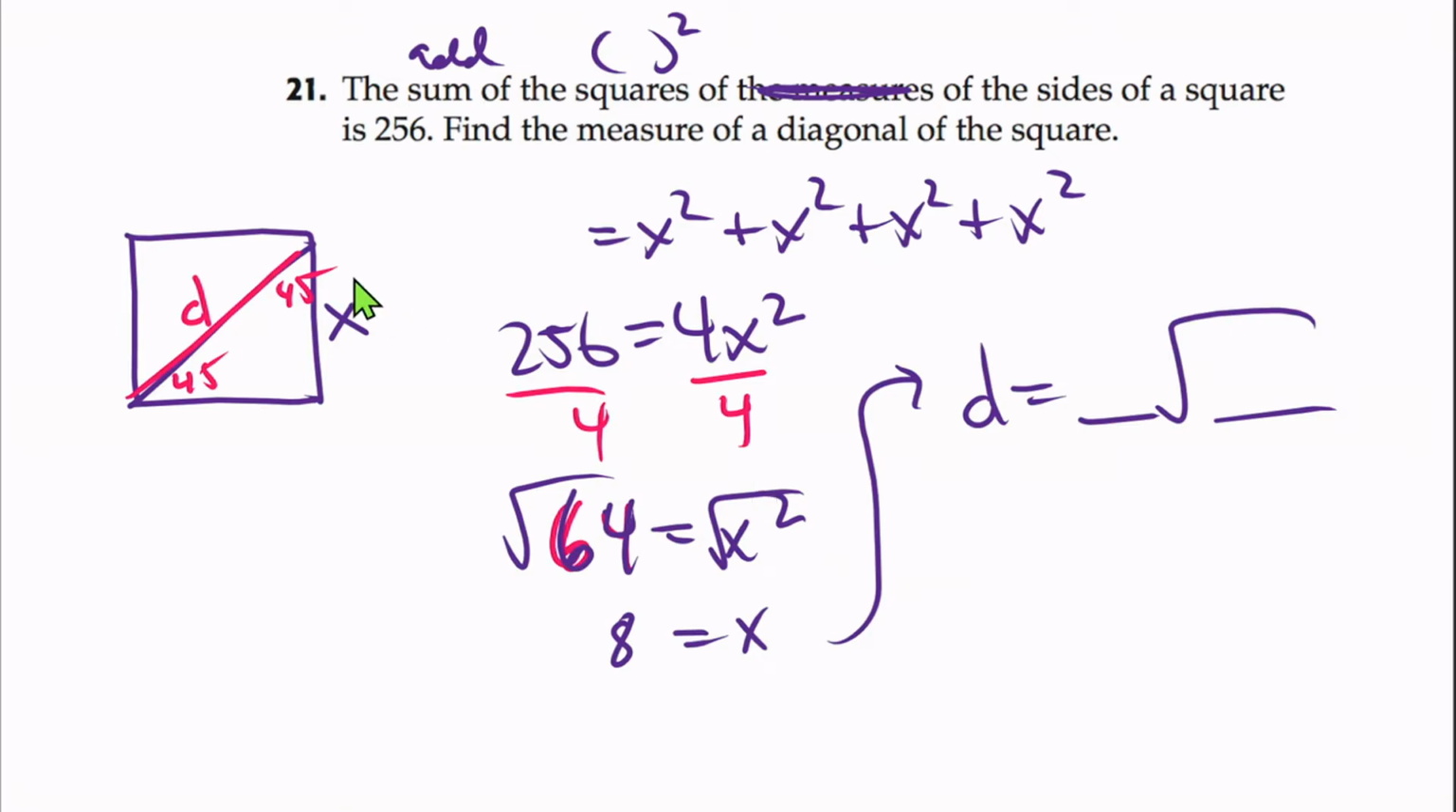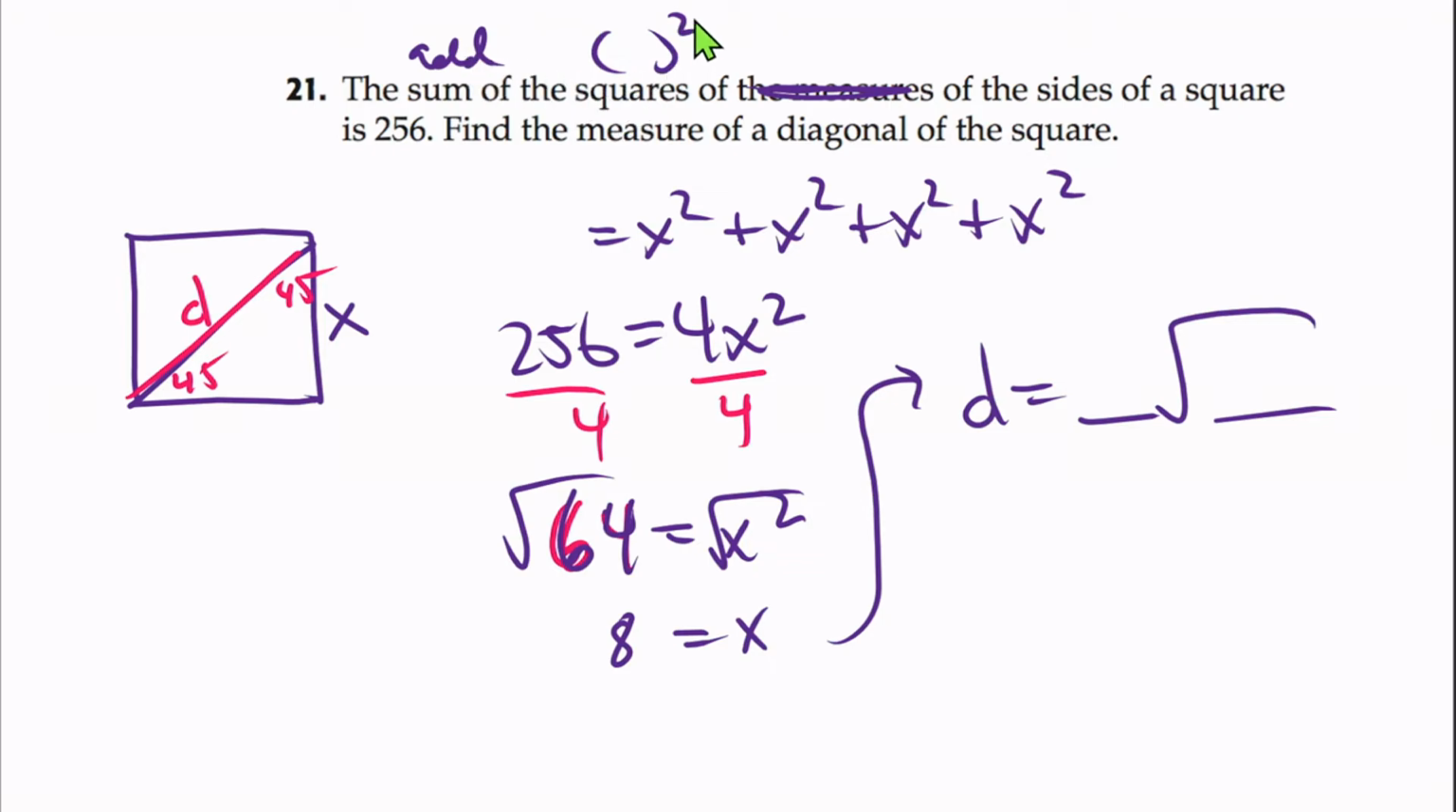Here on 21, you really have to read this carefully. I hope this work is not distracting. The sum of the squares of the sides, and I crossed out the measures because that word is silly. The sum of the squares of the measures of the sides of a square. Of course they're talking about the sides. What else do you have about a side? You have the color of a side. I mean, you have the thickness of a side. Not really, because these are lines, and lines are infinitely thin.